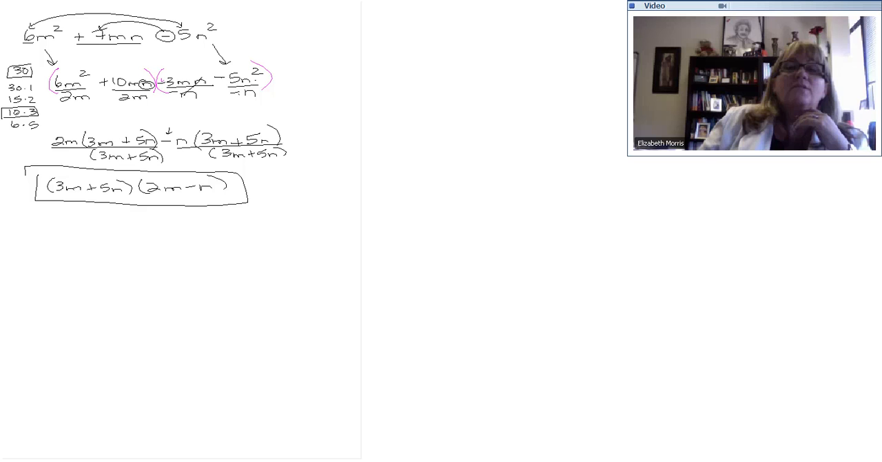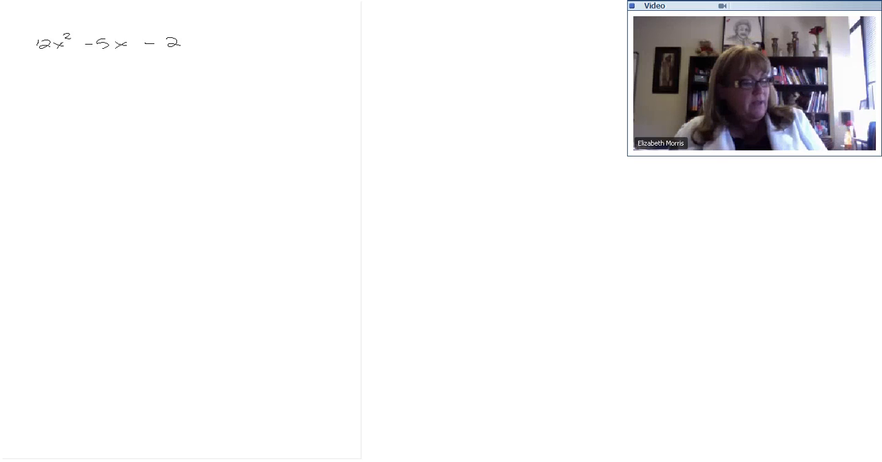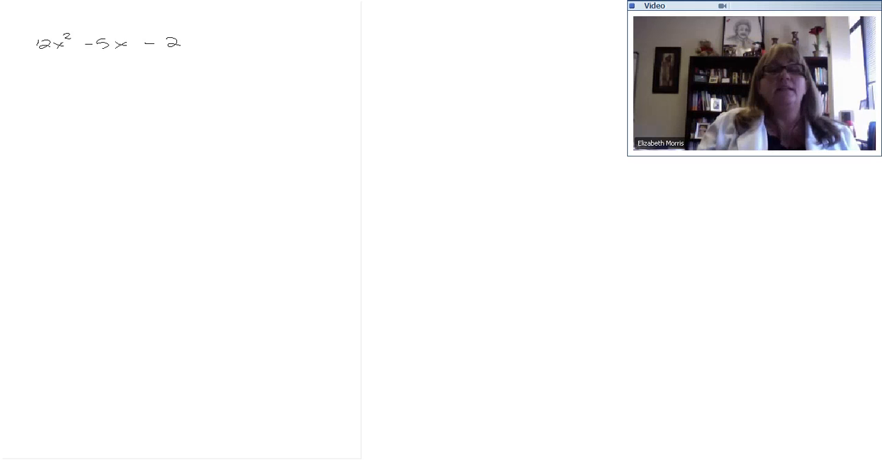All right, let's do another one. The more you see, the more you see the pattern. All right, what if I had 12x squared minus 5x minus 2? Is there anything we can take out? No. For the easy kind, no, because we have a 12 in the front, so we have to multiply.